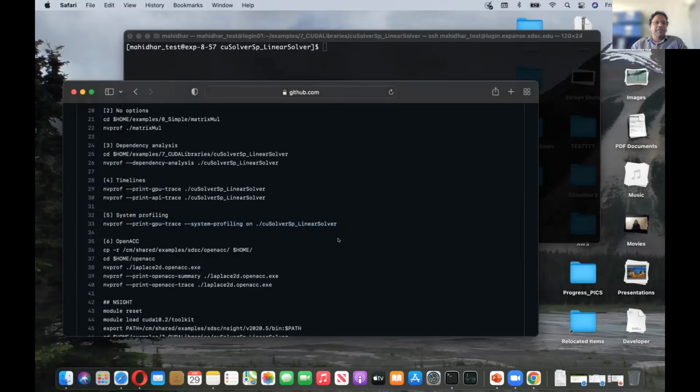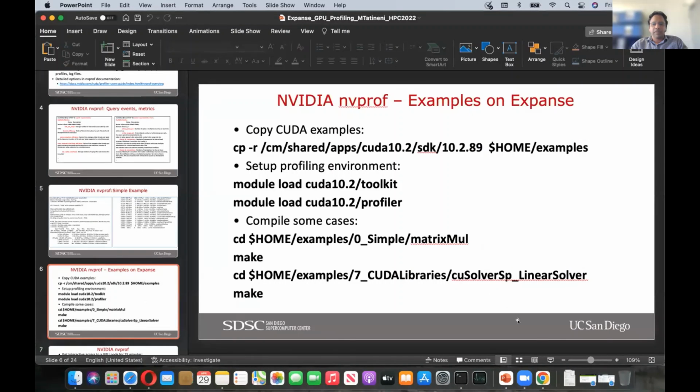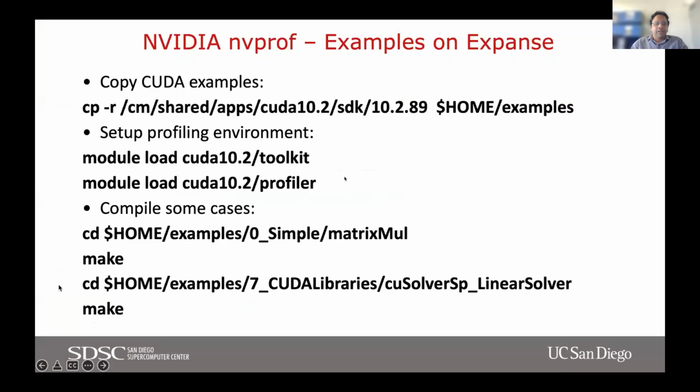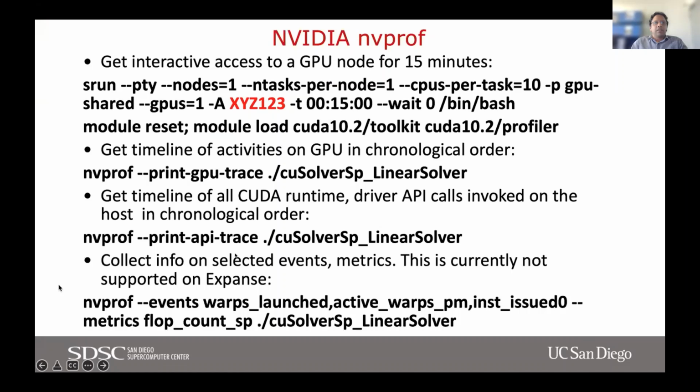So notice all of this is right now at the command line level. Let me go back to the presentation, catch up to this point, and then I'll come back again. So we basically did this, right? We got a node. We set all the modules up. We saw how to get a timeline of activities on the GPU side.